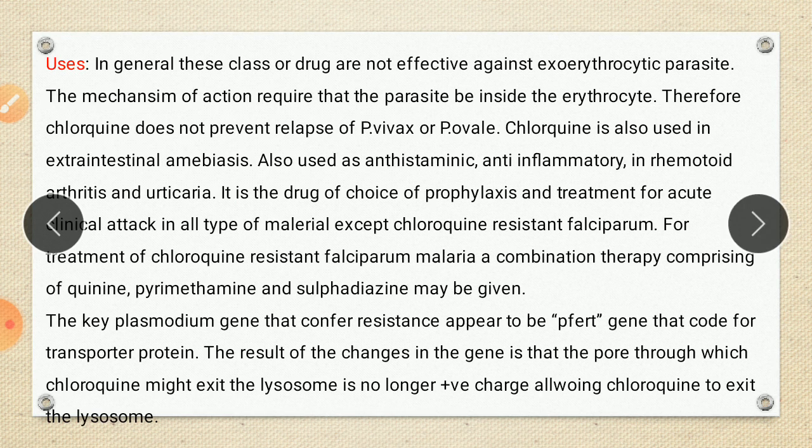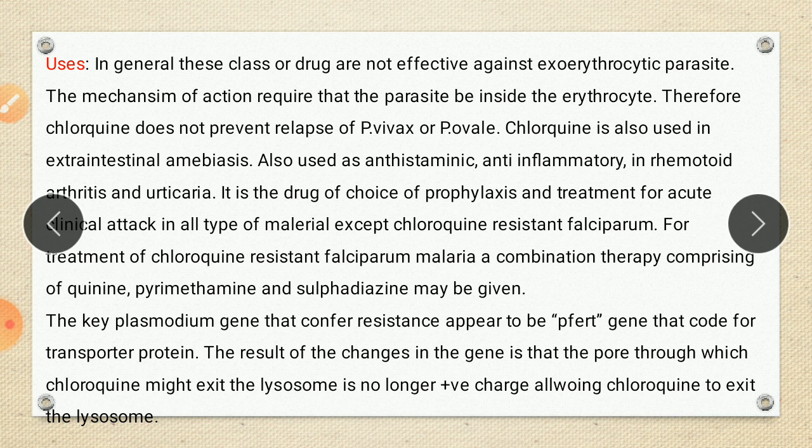Now, uses of chloroquine and other 4-aminoquinolines. In general, this class of drugs is not effective against the exoerythrocytic parasite. The mechanism of action requires that the parasite be inside the erythrocyte. As we saw in the mechanism, the target or location of action is the RBC. Therefore, these drugs are active against the erythrocytic stage but not effective against the exoerythrocytic stage. Therefore, chloroquine does not prevent relapse of Plasmodium vivax or ovale.